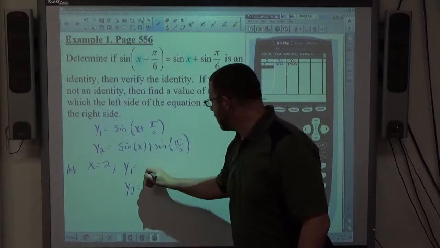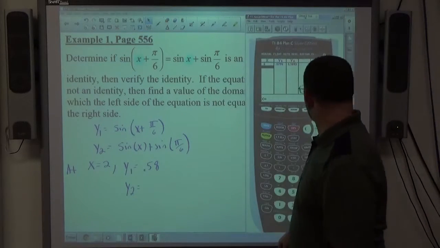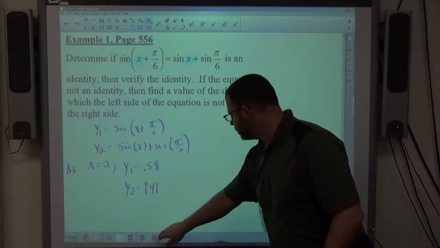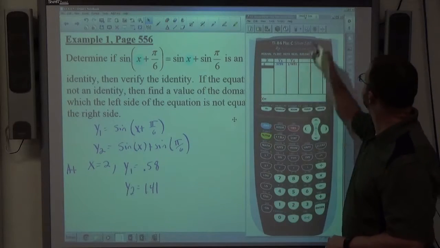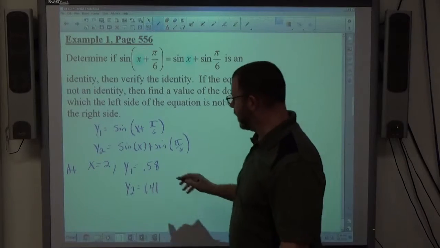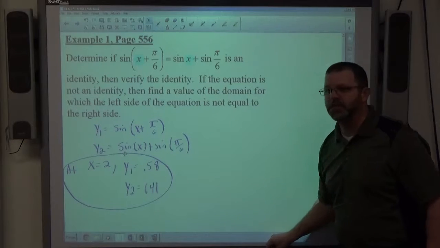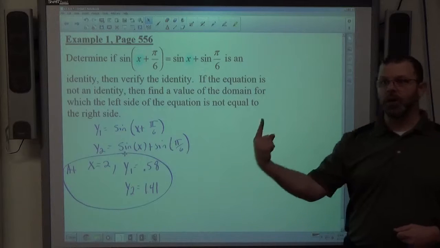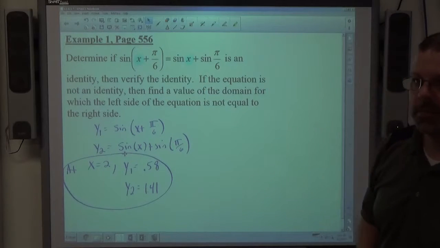So 0.58 and 1.41. So that's the extent of that problem. So not an identity, give me a counterexample. Because again, if it's an identity, for every value of x, they're equal. So if you can show me even one value of x where they aren't equal, you're proving it's not an identity. And that's the extent of the problem.